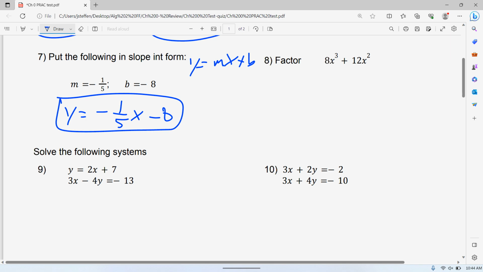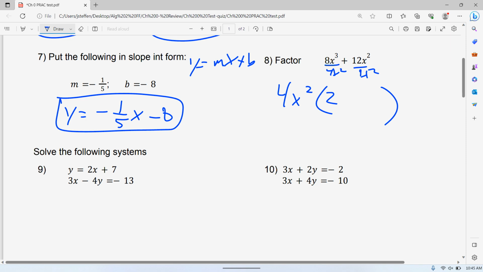So the next one, we're factoring this one, so we're just taking out a greatest common factor. Between the 8 and the 12, the greatest common factor is 4. And then we have x to the third and x squared. The lowest exponent is x squared. So we're dividing both of these by 4x squared to get what's left in the parentheses. 8 divided by 4 is 2.